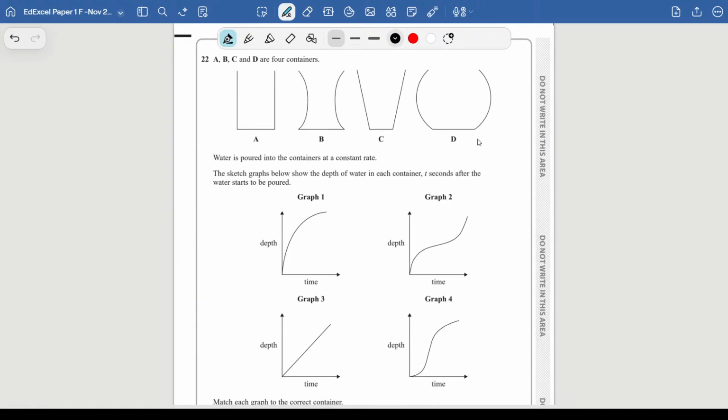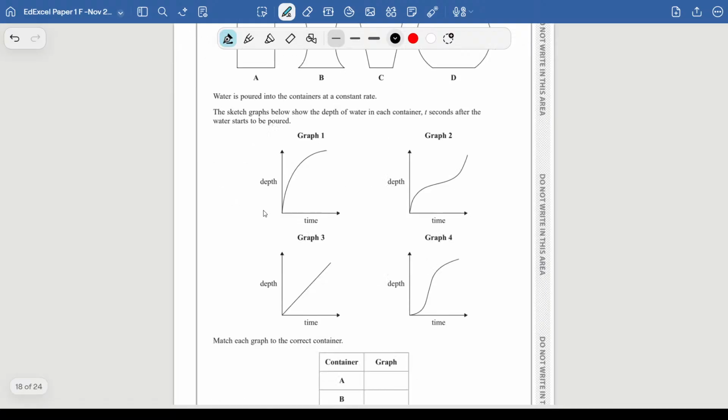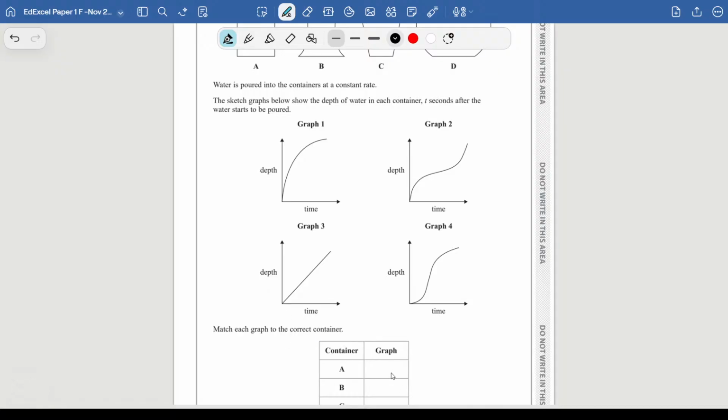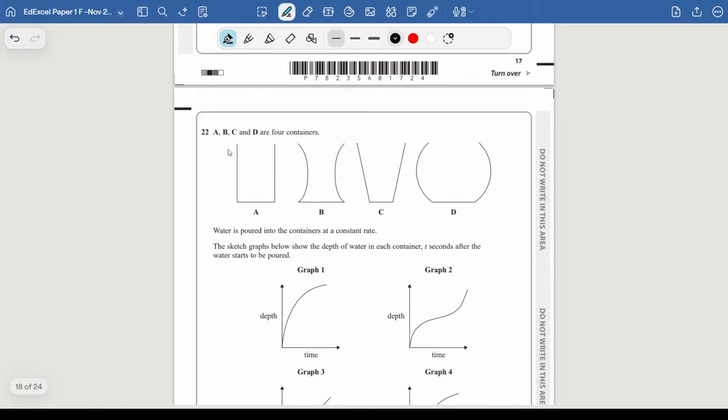A, B, C, and D are 4 containers. Water is poured into the containers at a constant rate. The sketch graphs below show the depth of water in each container t seconds after the water starts to be poured. Now you have to match each graph to the correct container. We have these containers and each one has a specific shape. When you pour water, how are the depth of the water and the time related? Because in the graph we are comparing these two variables, depth and time.